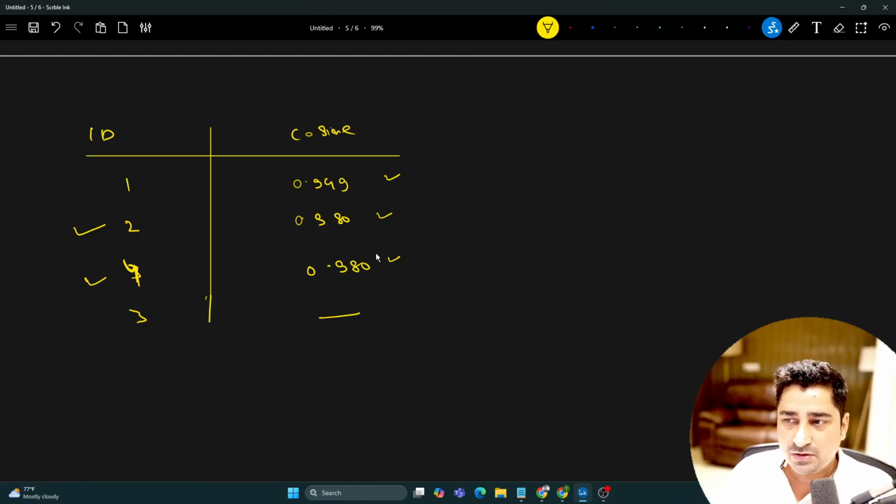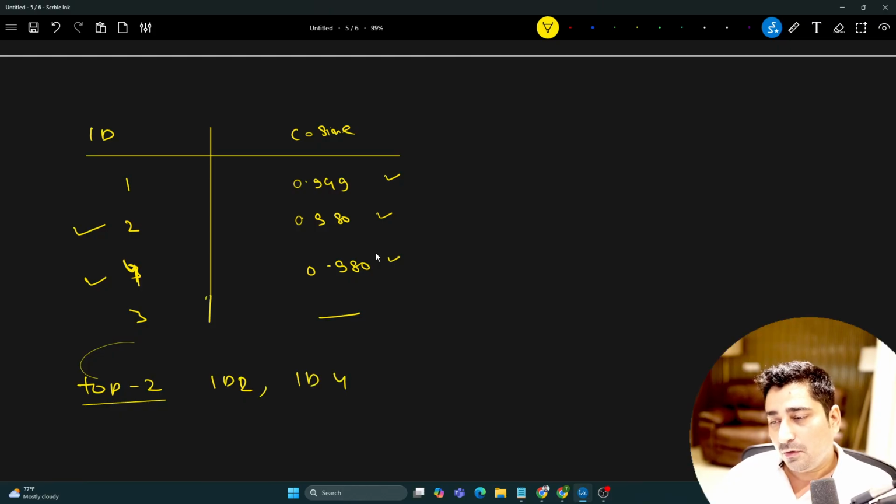So cosine always tries to give you the similarity search result, and here we find that ID2 and ID4 are the nearest ones. So my final answer, in terms of top 2 search or top K search, is ID2 and ID4 for my given query. The top 2 result is going to be the values available at ID2 and ID4, as their distance is minimum.